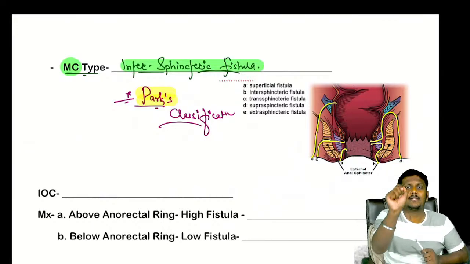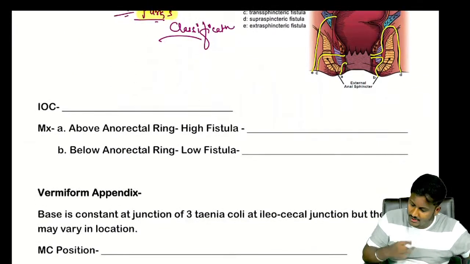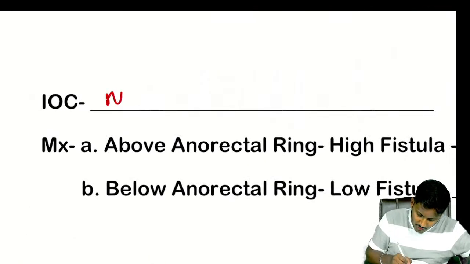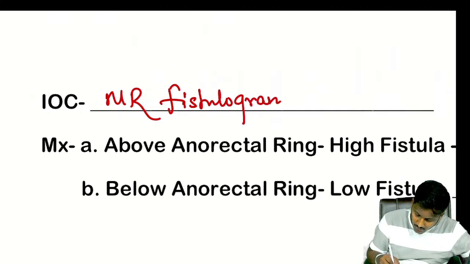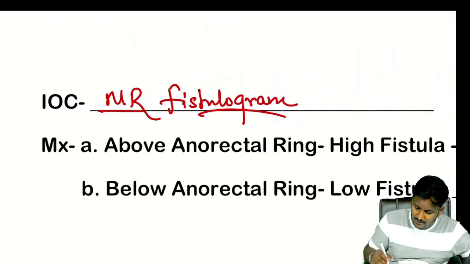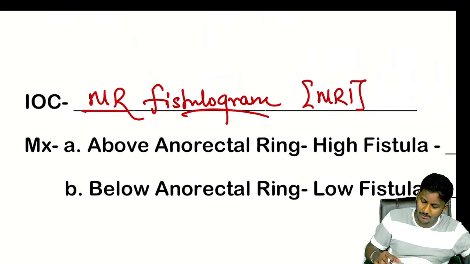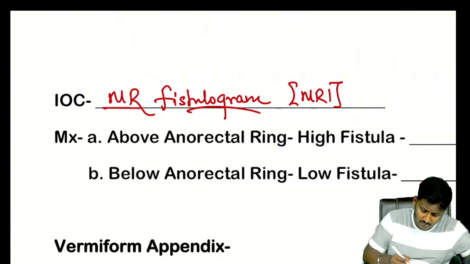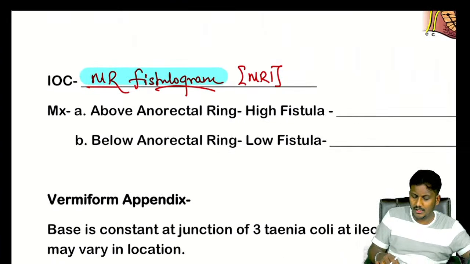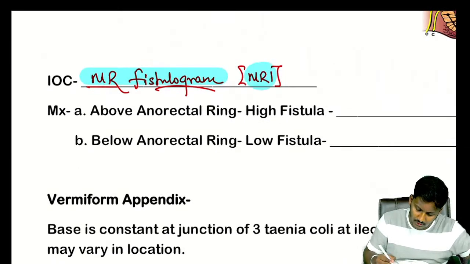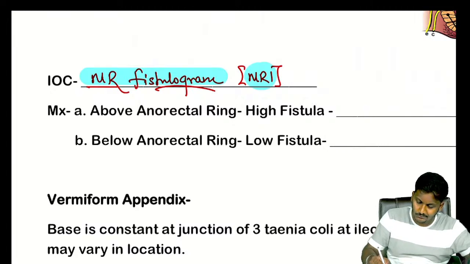A repeated question of the FMG exam. Okay, so if they ask the investigation of choice, it is usually an MR fistulogram. In previous year exams, one time definitely instead of writing MR fistulogram, they have written only MRI. One and the same thing, right? So please remember, whether you say MR fistulogram or MRI, it's one and the same thing. So that is going to be the investigation of choice in the patient of perianal fistula.